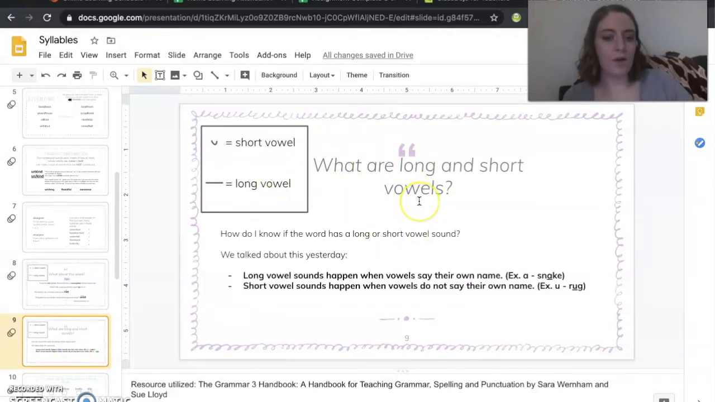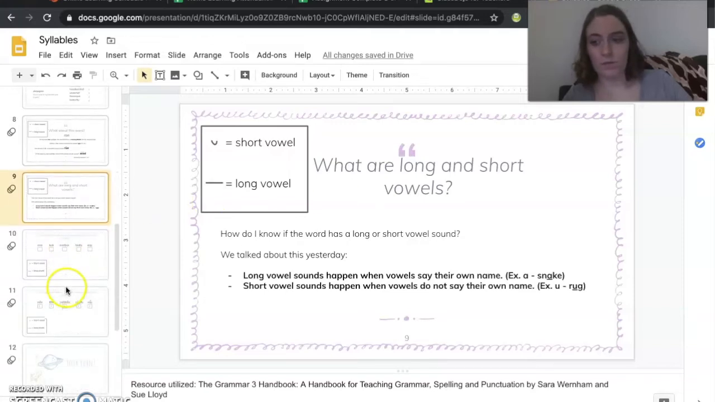So long and short vowels we talked about yesterday. The long vowel sounds happen when the vowels say their own name. Short vowel sounds happen when vowels don't say their name. So a long vowel would be A in snake because A and A sound the exact same. Short vowel would be the letter U in rug because U and u are two different sounds but the same letter, okay? So once again, keep in mind that your vowel sounds are probably showing up in different syllables.